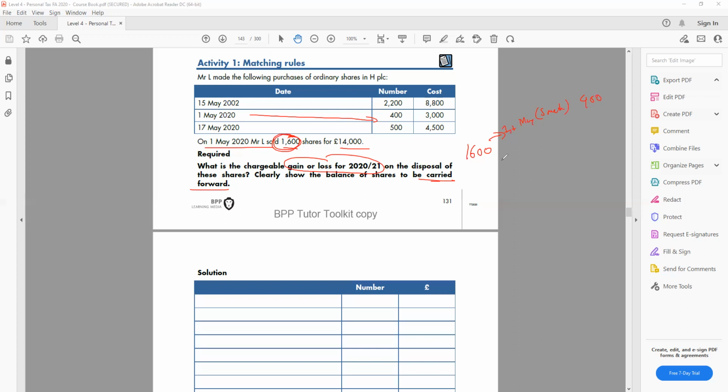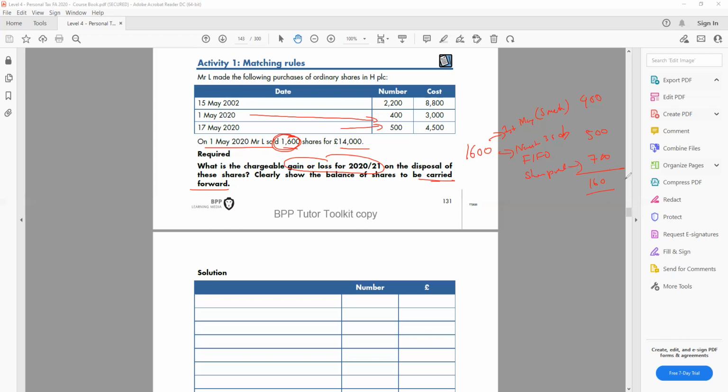The next one is the next 30 days on the FIFO basis. So the following 30 days on the FIFO basis. And on 17th of May, we can see 500 shares for the next 30 days. So 400 and 500, we have 900. And we need a total of 1,600. So we still need another 700, and this 700 we'll get from the share pool.